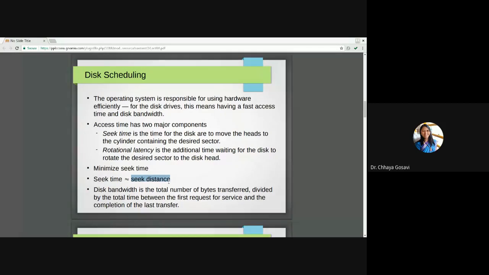Suppose the current head position is at the 10th track and you want to read data from the 50th track. So you have to move from the 10th track to the 50th track. So that is the seek distance.